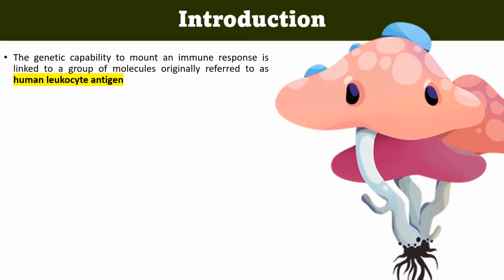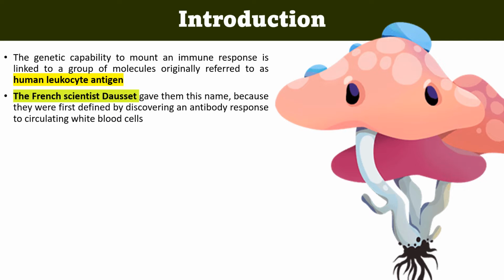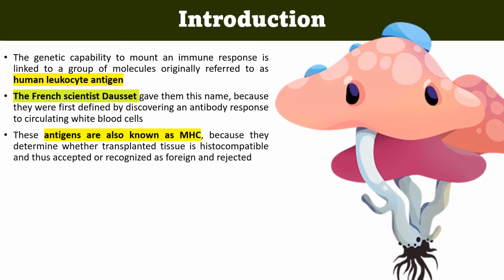Let's begin. Introduction. The genetic capability to mount an immune response is linked to a group of molecules originally referred to as the human leukocyte antigen. French scientists gave them this name because they were first defined by discovering an antibody response to circulating white blood cells.